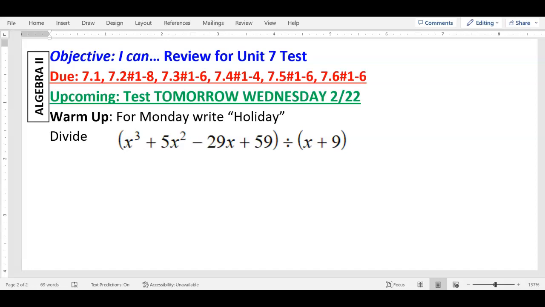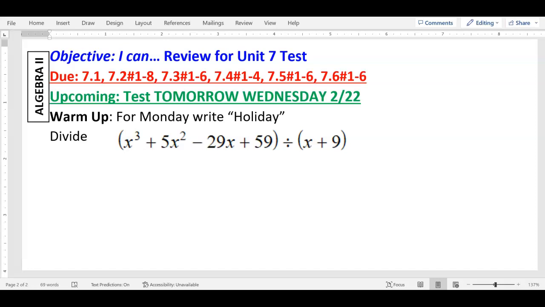But let's do a warm-up real quick. This type of problem is on your review, which will be on your test tomorrow. You got to be able to divide, and we learned the method of synthetic division. So let me show you how that's done, right? Okay. Everyone looking up here. Thank you for looking. Now, we are dividing.